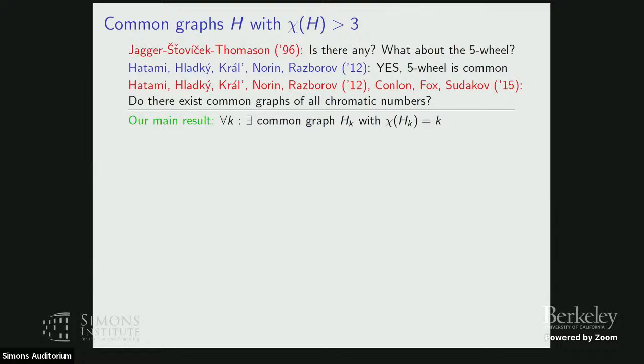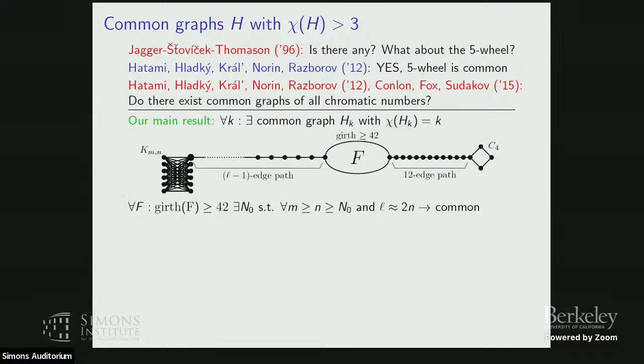Stating it: for every K, there is a common graph H_K that has chromatic number equal to K. And how does such a graph look? Well, we actually have a slightly stronger result, and this chromatic bound is only a corollary of it. More or less, our actual result says the following. You give me any graph F, and the only thing I want from you is that the girth of your graph F is at least some small constant. I put here on the slide 42, but I guess it's not the best constant we have in the paper. Yeah, I like 42.